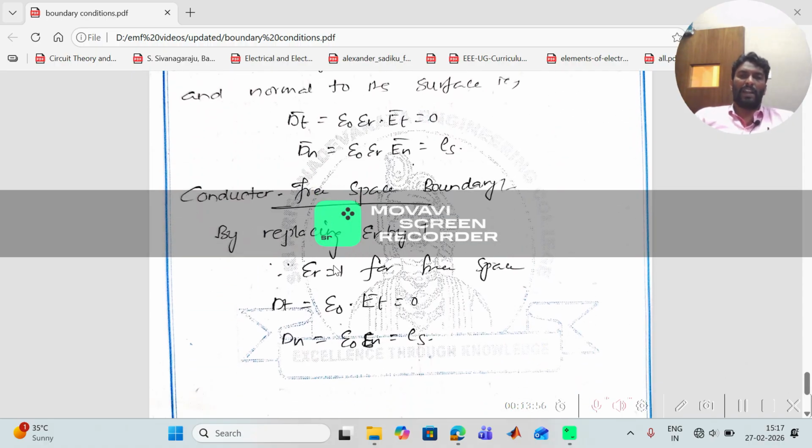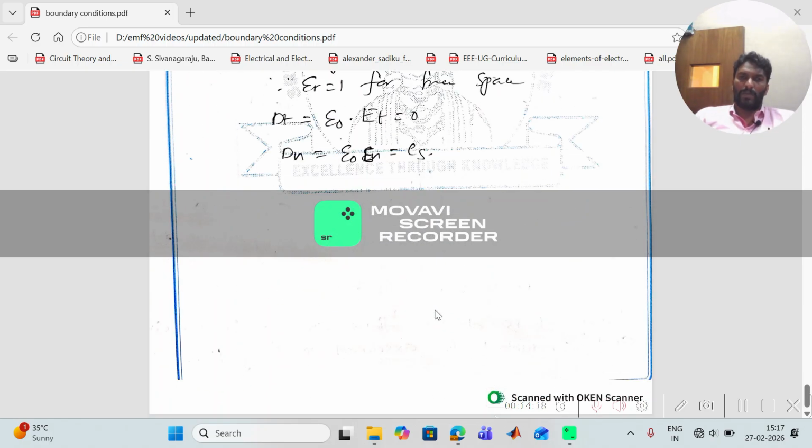If we consider the conductor and free space boundary, we just replace it with free space, where we know the value of epsilon r is equal to 1. So what happens, Dt is going to become, in place of epsilon r equal to 1, simply epsilon naught into Et, which is equal to 0. And for Dn also, it is equal to epsilon naught into En, which is equal to rho S. So that is all about the boundary conditions.